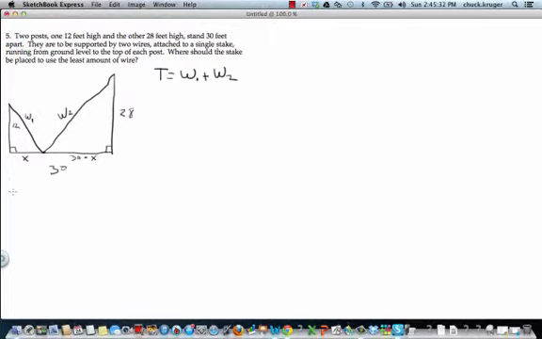For the first triangle, I'm going to have x squared plus 12 squared is equal to W1 squared, which means W1 is going to be the square root of x squared plus 144. So right up here I can start rewriting t, and I'll get rid of this W1 to begin with. The square root of x squared plus 144.